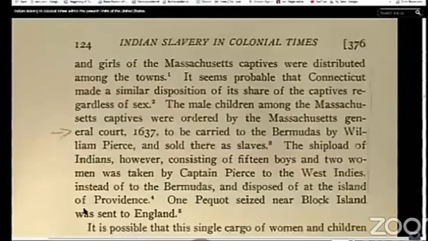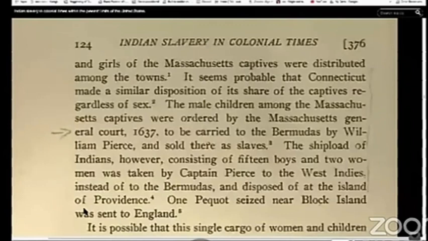The women and girls of the Massachusetts captives were distributed among the towns. It seems probable that Connecticut made a similar disposition of its share of the captives regardless of sex. The male children among the Massachusetts captives were ordered by the Massachusetts General Court in 1637 to be carried to the Bermudas by William Pierce and sold there as slaves.